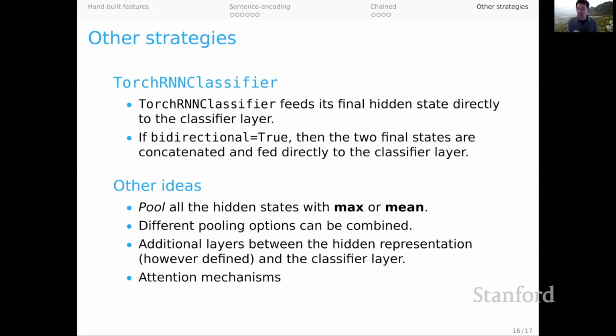And finally, an important source of innovation in this and many other spaces is the idea of adding attention mechanisms to these models. And that's such an important idea that I'm going to save it for the next screencast in this series.